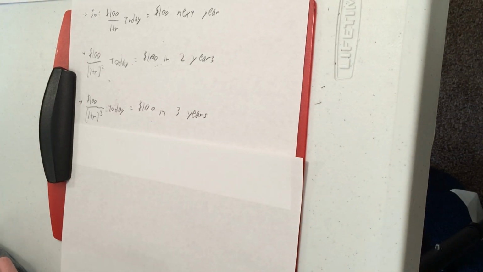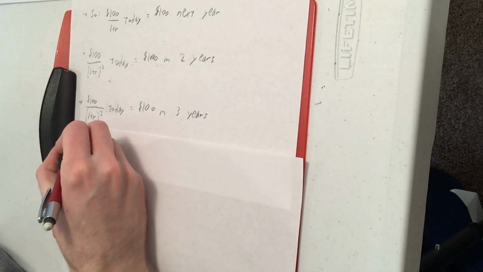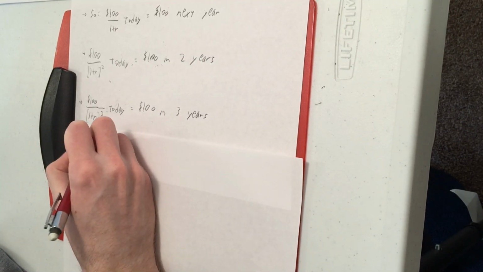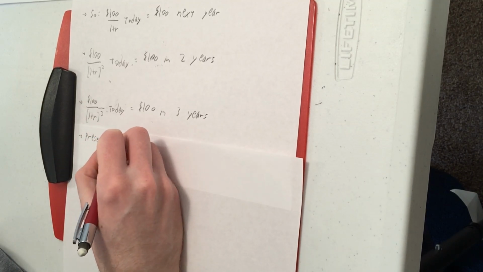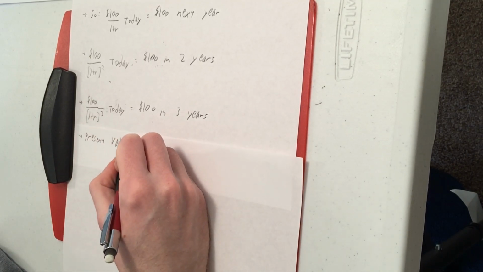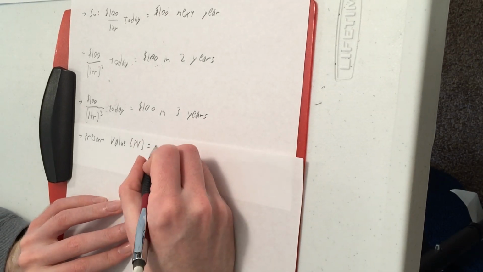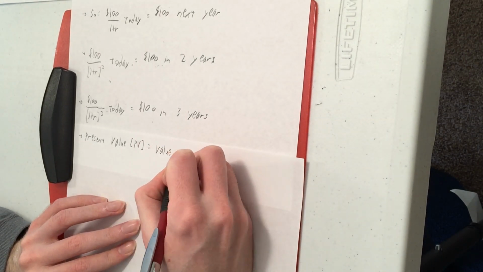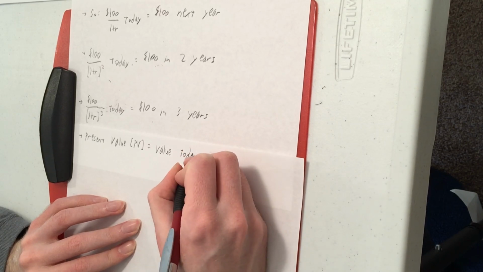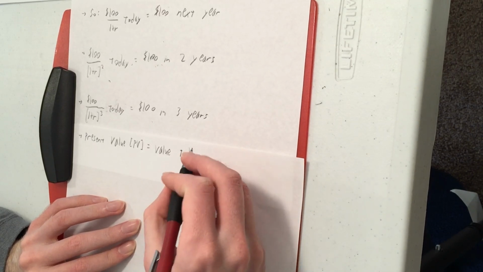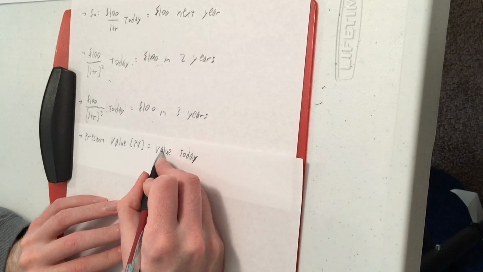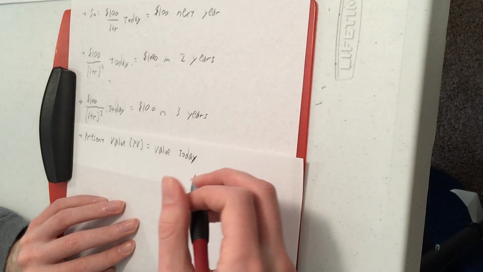So this brings us to the concept of present value. Other terms for it, some books will call it net present value, and I'll use NPV for that, but it's the same idea. So you're making some payment or you're receiving a payment sometime in the future, and you're converting that into today's dollars. That's what the present value is.